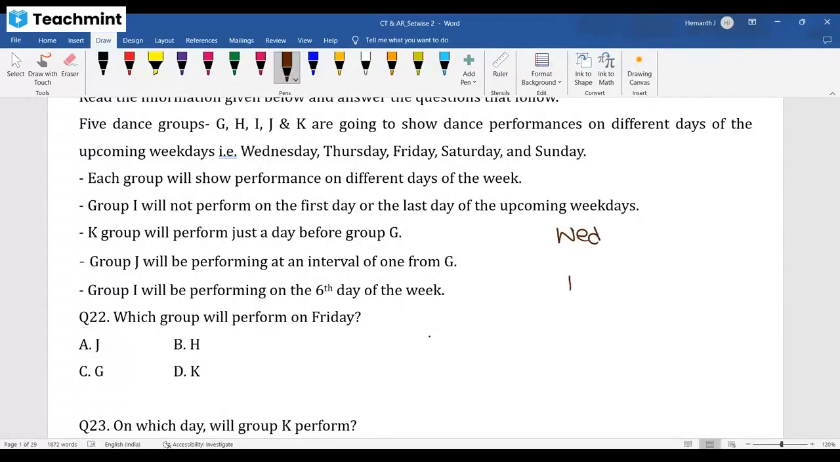So Wednesday, Thursday, Friday, Saturday, and Sunday. See the entire data. The direct information is that between G and J, one gap is required. Now, this is the direct information. What is the direct information? Group I is on the sixth day of the week. The sixth day of the week, with the first day being Monday, is Saturday. So group I is performing on Saturday. So Saturday is assigned, I completed.